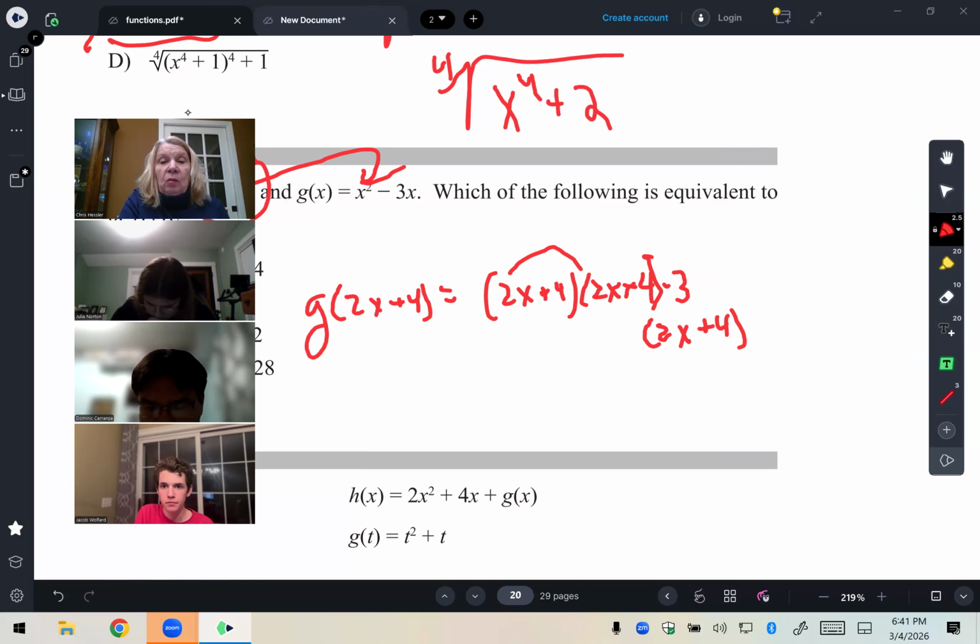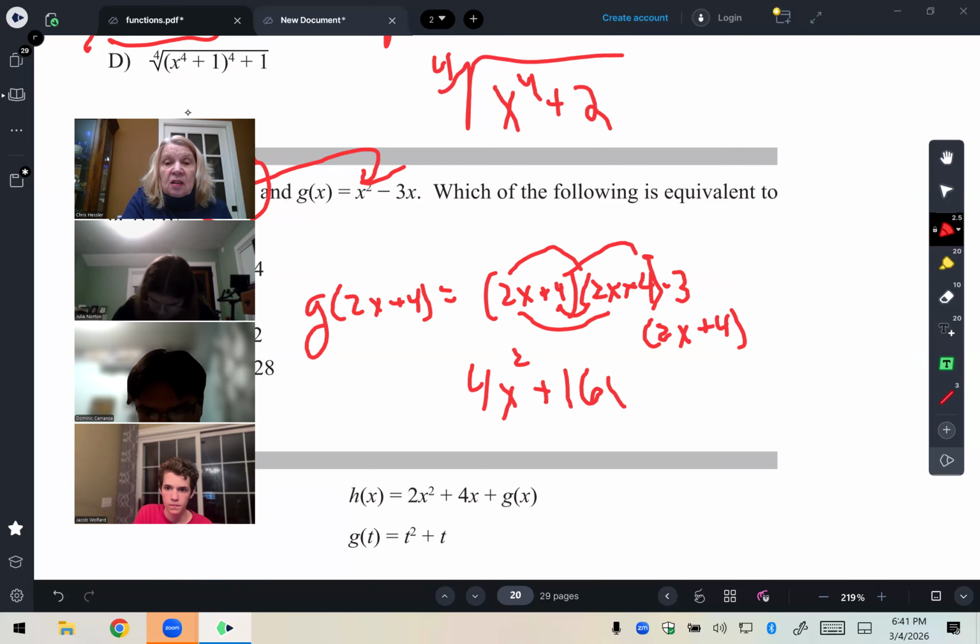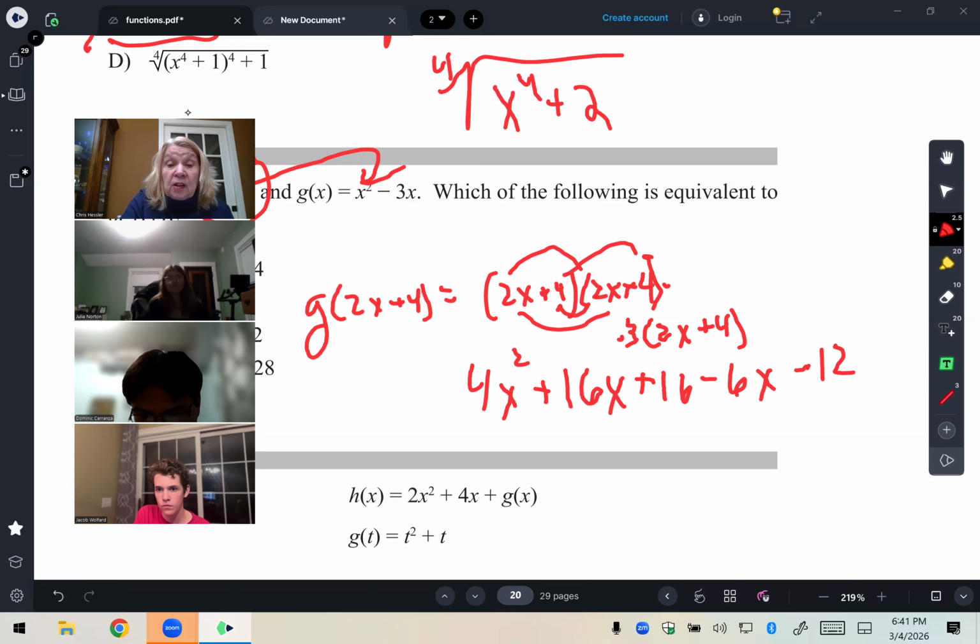So then I will just FOIL this, and I will get 4x squared plus 8x plus 8x is 16x, plus 16. Then I have to distribute this -3. So that'll be minus 6x minus 12. So that's 4x squared. 16x minus 6x is 10x.